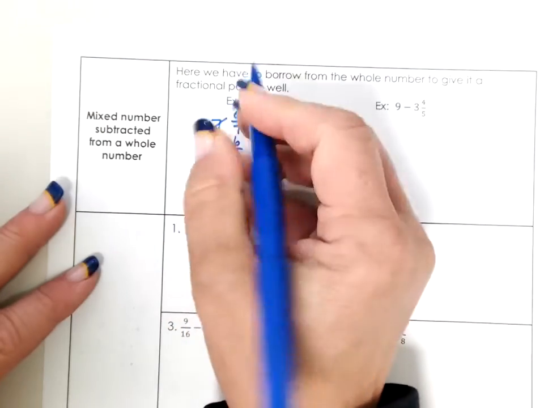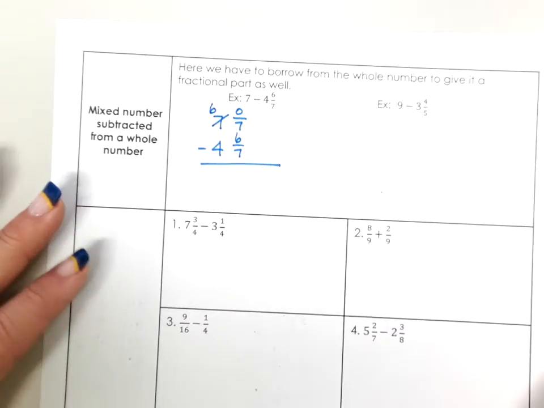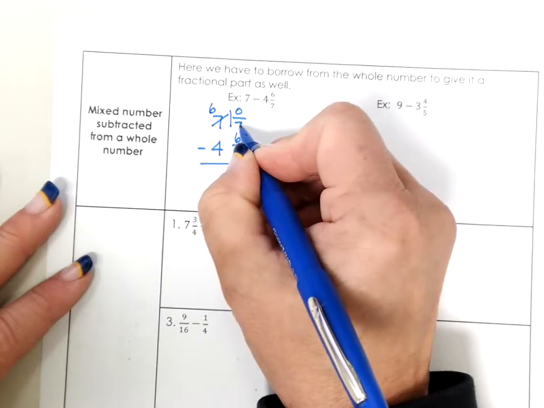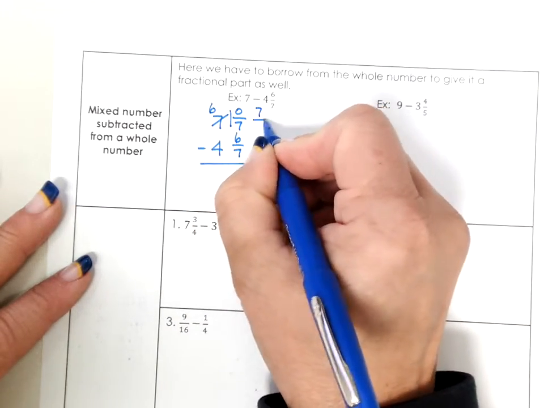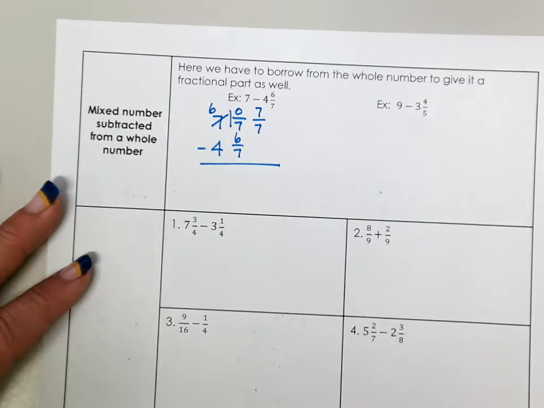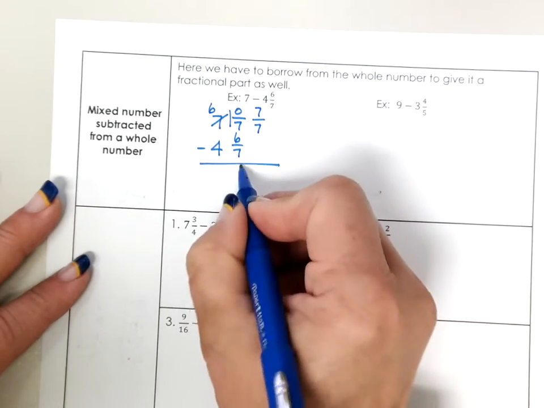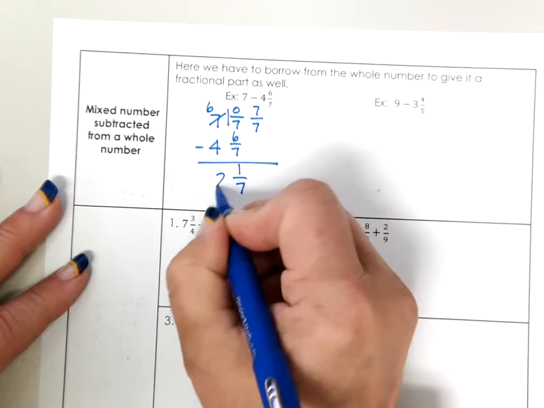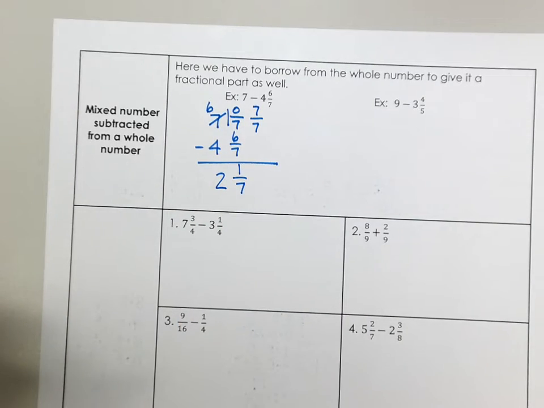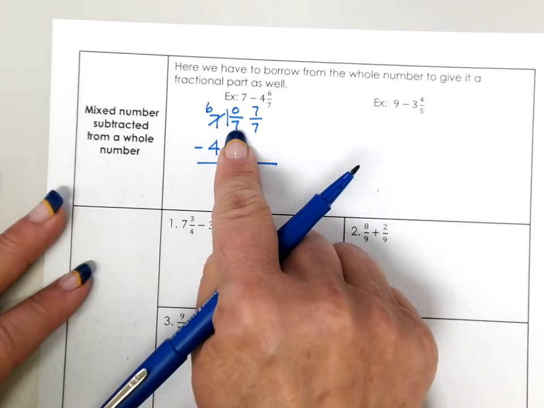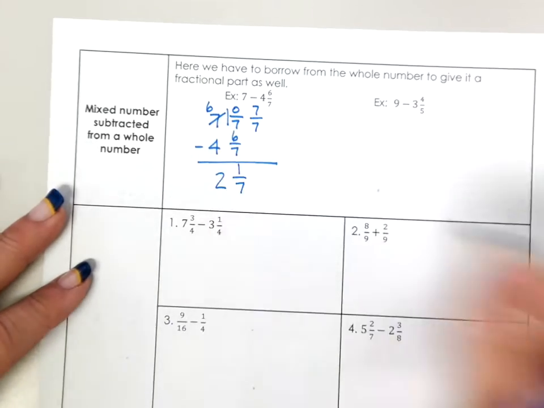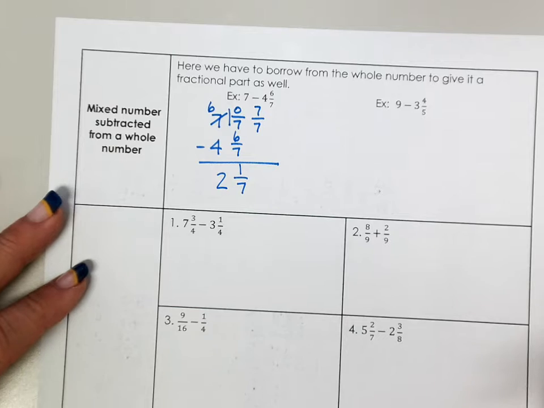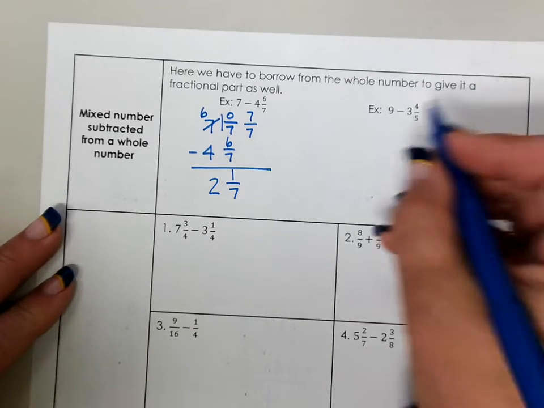So we're going to borrow one whole from the 7. There's my one whole. 7 times 1 is 7, plus 0 is 7. There's your 7/7. 7 minus 6 is 1. 6 minus 4 is 2. Okay? So your 7/7 is what you're going to put in here. And you don't have to write that 0/7. I just need you to know that that's what it is there whenever it's blank.